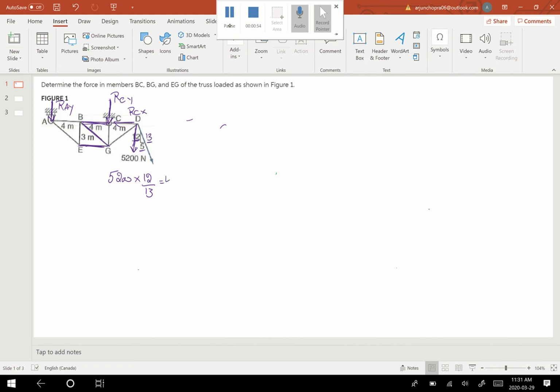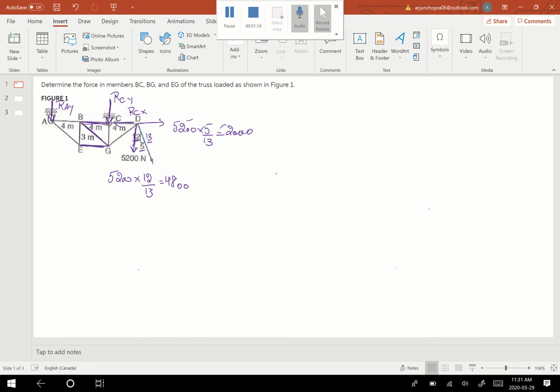So this value comes out to be 4800, and then if I wanted to find the horizontal component, this will come out to be 5200 times 5 over 13, which will come out to be 2000. So I have found out the components of the force given to me.